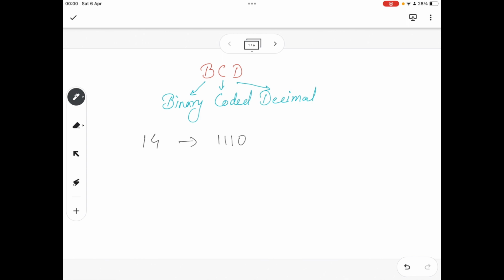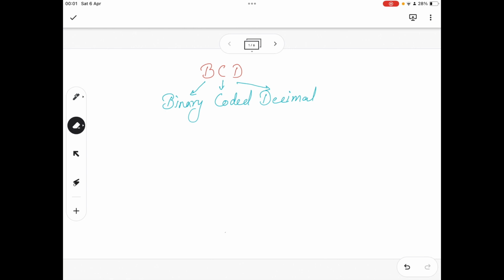Instead of turning the entire number 14 into a difficult binary mess, BCD takes each digit separately and converts them into separate binary codes, and this is a 4-bit binary code. The 4 bits we also call a nibble. So let's take 1 and 4. It is 0001 and 0100. Now this becomes 1 and 4, so the combination becomes 14.